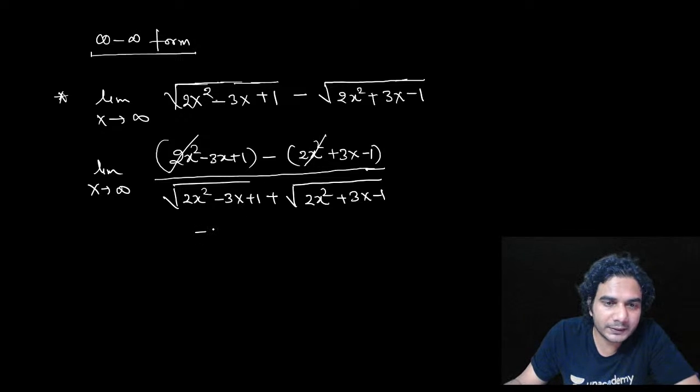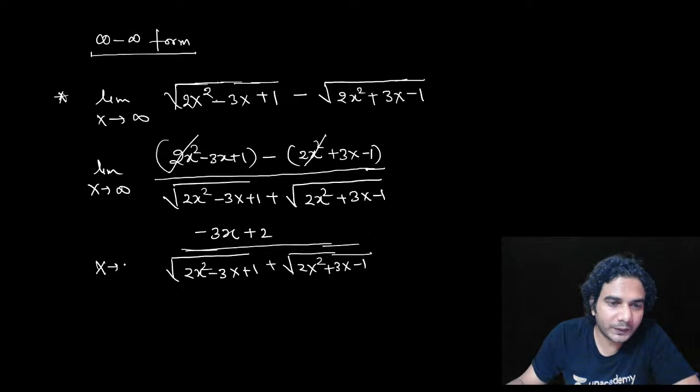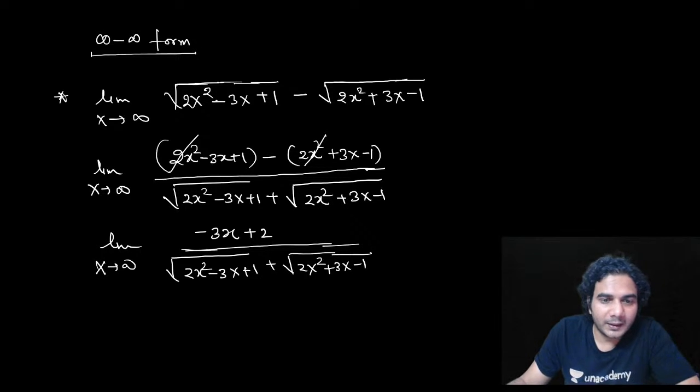So it is going to be minus 3x, then 1 plus 1 is 2. All right, divided by, all these terms are as it is. So it is under root of 2x square minus 3x plus 1 plus under root of 2x square plus 3x minus 1. All right, now x is approaching infinity. Now it is infinity by infinity form. You can see that, right?